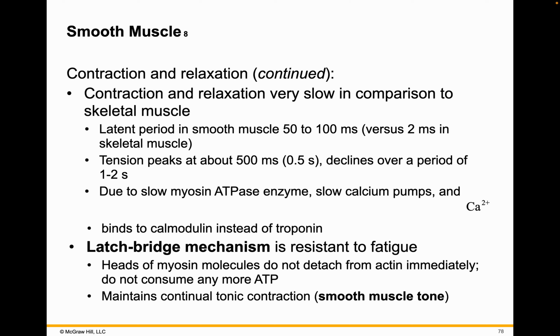The latch bridge mechanism is a resistance to fatigue. The heads of the myosin molecule do not detach from the actin immediately, but they don't consume any more ATP. That can maintain a continual tonic contraction, which we refer to as smooth muscle tone.